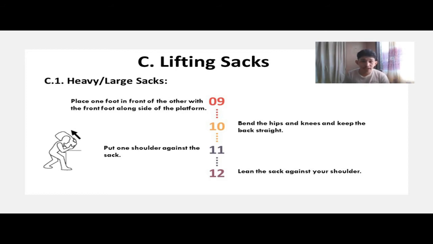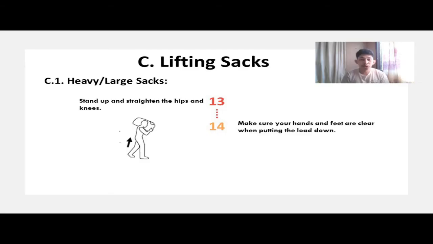So the 11th one is put one shoulder against the sack. So in this part, you are going to readjust your grasp on the sack. So the last thing to do is to lean the sack on the shoulder. So after you have leaned the sack on your shoulder, you can now proceed to the next step, which is to stand up and straighten your hips and knees. You are now able to carry the sack on your shoulder.